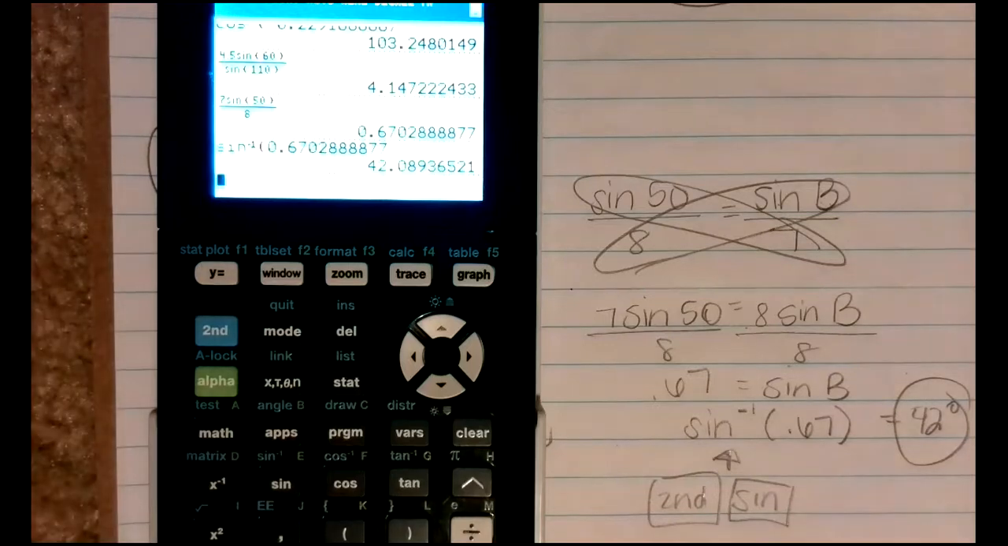So those are the only two things that can happen using the law of sines. You're either solving for a side or solving for an angle. Make sure you also look at the law of cosines video, because law of sines will not always work. That's why we have both of them. There's not a law of tangents, just a law of sines and law of cosines.